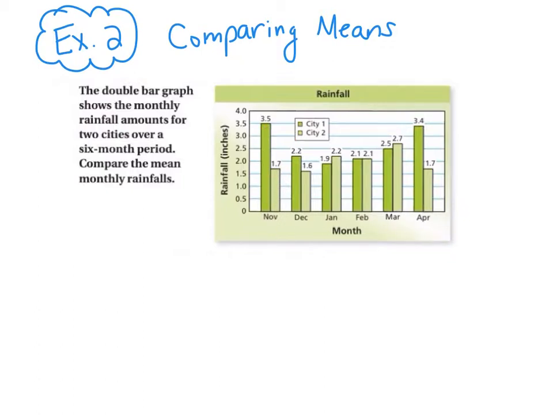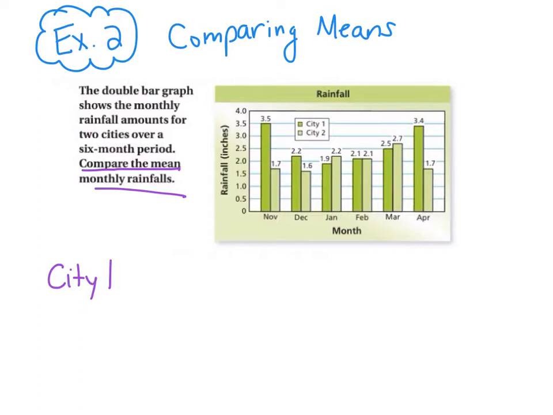And these are the months that they took the measurements over, a 6-month period, and these are how many inches of rainfall they got in each month. And they want us to compare the mean monthly rainfalls, or the average amount of rain that falls each month. So we're going to have to set something up for city 1 and then for city 2. You do not, again, have to copy the bar graph. You can just use this information to find the mean.